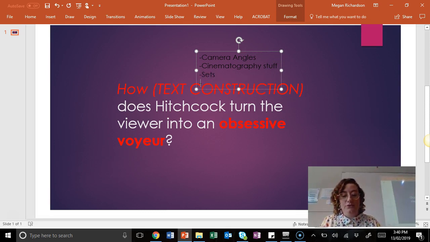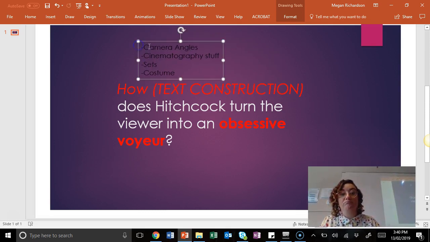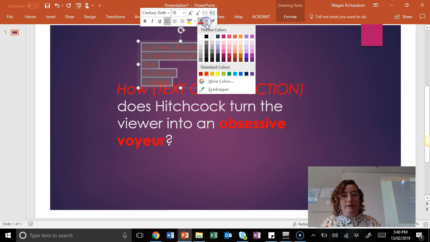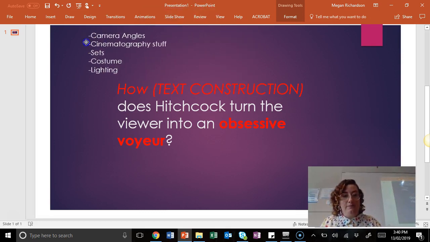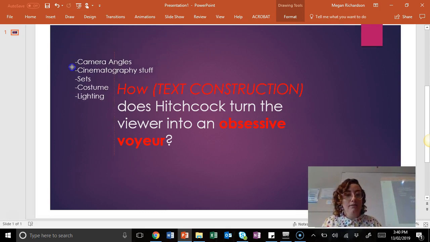Sets, costume, lighting. I'll put this in a better colour to read. This is not a good colour to read. Oh, not red. There we go. Okay, so that's the how.